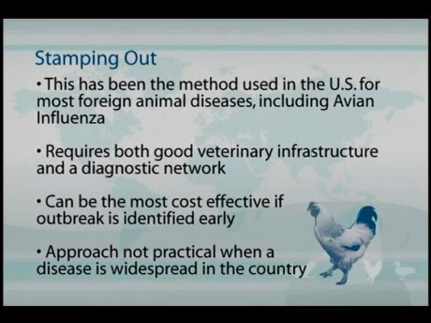Now, the problem with stamping out is it does require both good veterinary infrastructure as well as a good diagnostic network. Good veterinary infrastructure, because it does require a lot of manpower to go out and sample the infected farms, as well as a good laboratory diagnostic network that can take those samples and quickly identify whether the flock is positive or negative. And if it's positive, then they need to be quickly euthanized so that that flock will not be a source of infection for other flocks.